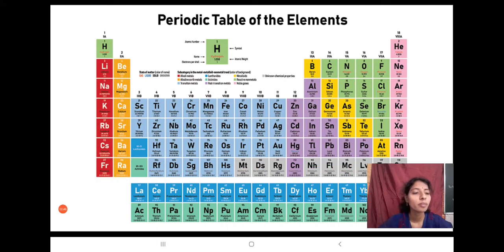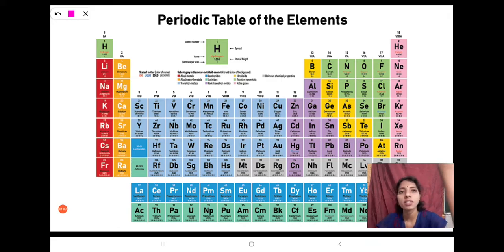See, this is a periodic table. In this periodic table, the metals and non-metals are arranged according to their properties. You can see here the group 1A elements. Right? The vertical columns are known as groups and horizontal rows are called periods.